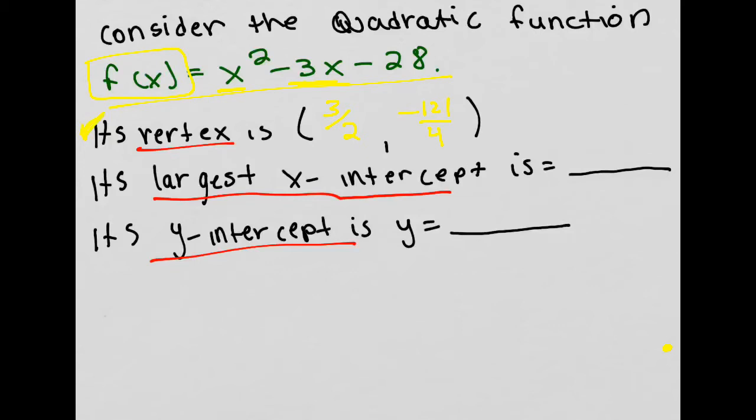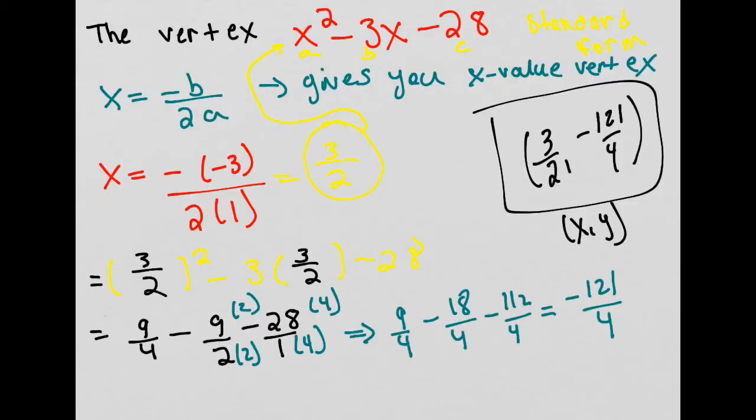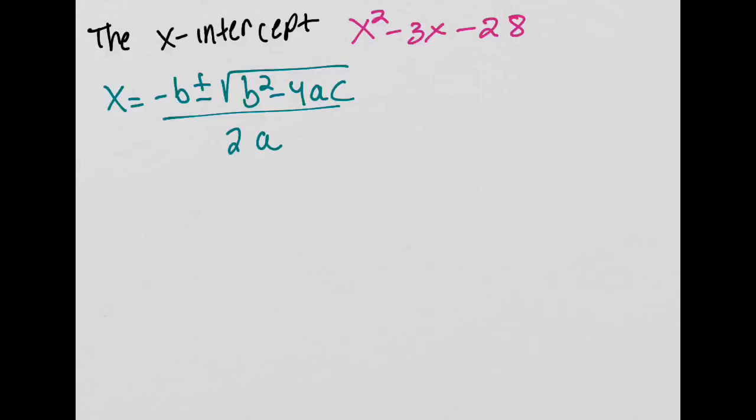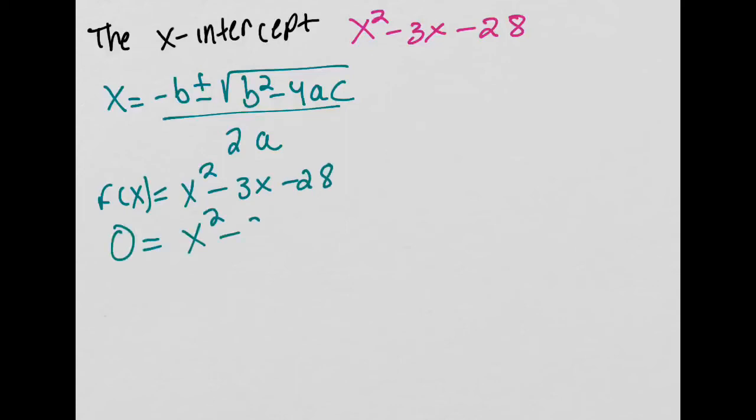Now I did that part, yay. The next part is to find the x-intercept, and they want the largest. Now in order to find the x-intercept, I am going to use the quadratic formula. And this is the quadratic formula. And how do I know that I need to use a quadratic formula? Because this is a function. And when you make it equal to 0, so this is what you're given. f of x equals x squared minus 3x minus 28. So I turn the y to 0, and I am left with this. Remember that f of x is y, and when you're looking for the x-intercept, the y is 0.